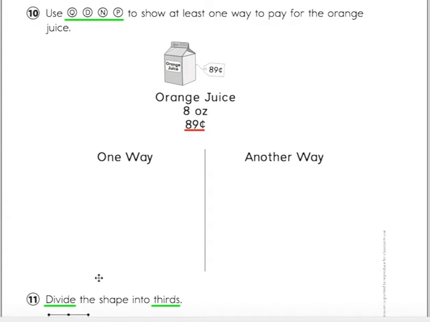Can you show me 89 cents one way in this area? Perfect. Now show me 89 cents in another way here. It has to be in a different way. You cannot use the same thing. I mean, you can still use quarter, dime, nickel, and penny, but you can't use the same amount.